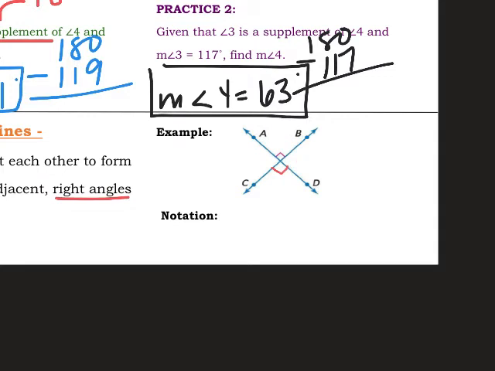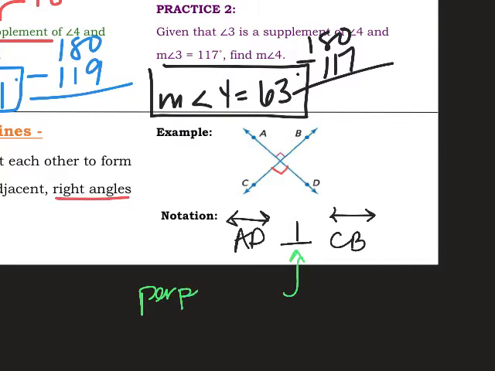Now the notation, this is how you're going to see it. It's going to read line AD is perpendicular to line CB. So this little symbol right here, that means perpendicular. That means when you see that, you're allowed to add a 90 degrees.